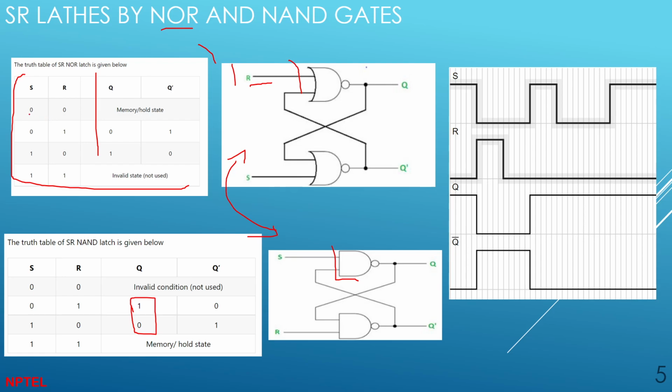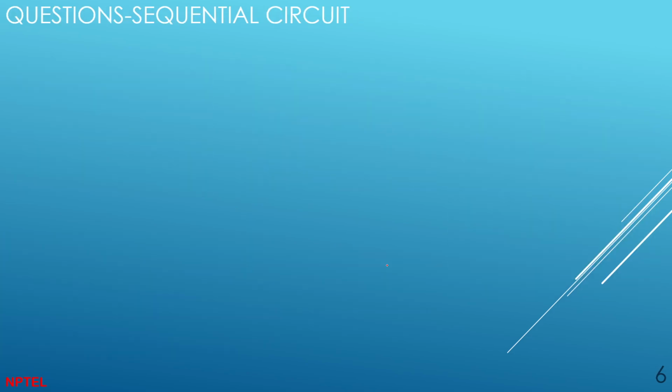Okay, so you can see 0 0 is an invalid condition, whereas 1 1 is memory hold, while in the case of NOR it has the invalid state. This is what I wanted to tell you. Please don't learn this by heart; always use logic. And please be careful with this type of gate: this is a NOR gate, and this is an AND gate.